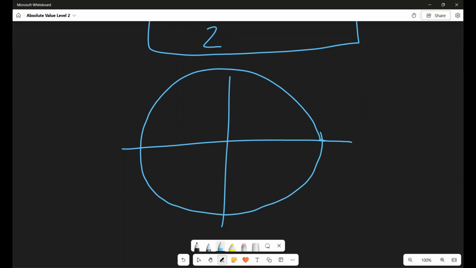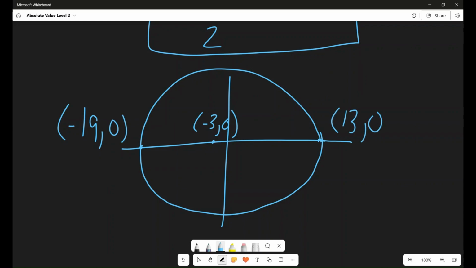Yes, that's supposed to be a circle. It's centered here at -3 comma 0, and it has a radius of 16. So I'll put -19 comma 0 here, and I'll put 13 comma 0 right there.